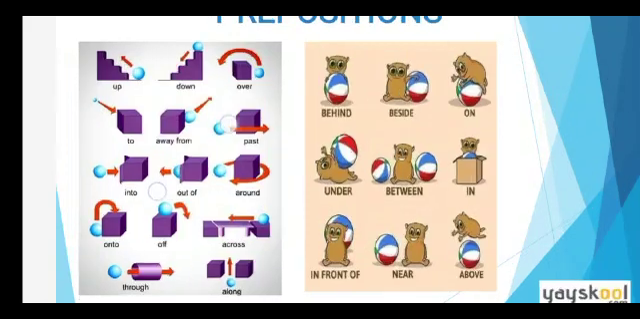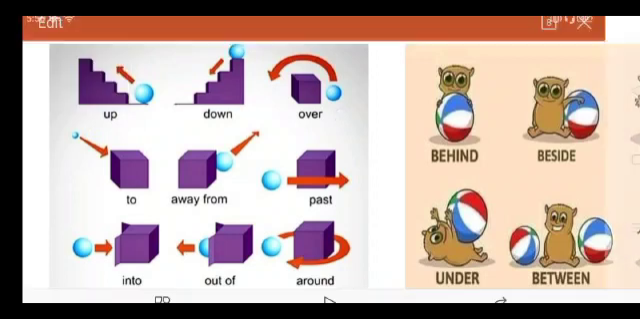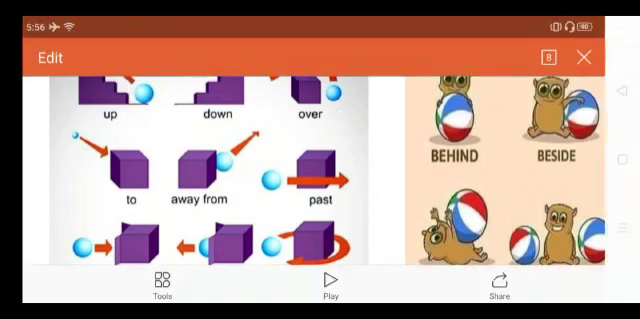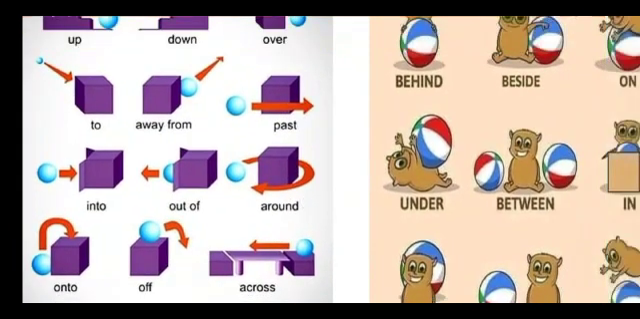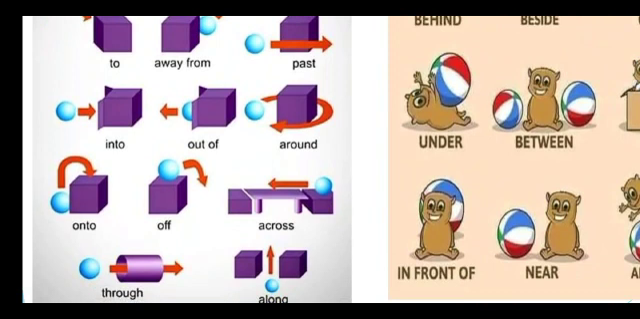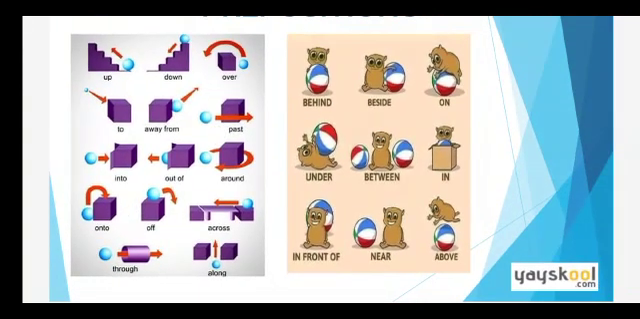So let's focus on the first picture. You see the sky blue color, cute, lovely, beautiful ball, and along with the ball there are arrow marks in every image and a word given below. The first picture shows the arrow mark upward and the ball is down, and the word written there is up. Yes, the first preposition up, the second down, the third over, to, away from, past, into, out of, around, onto, off, across, through and along. This is telling us the direction where the ball is going to move.